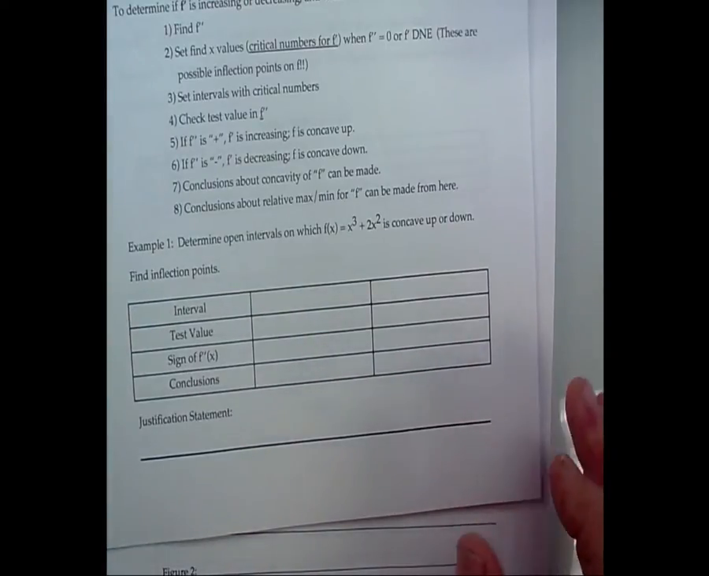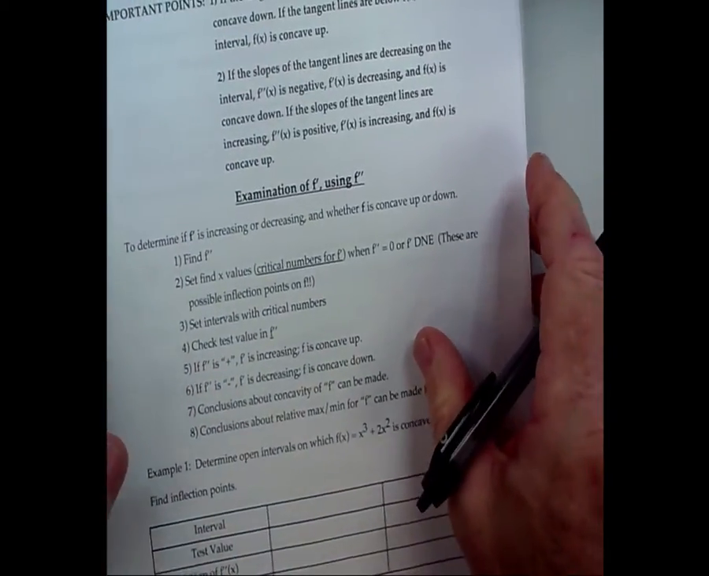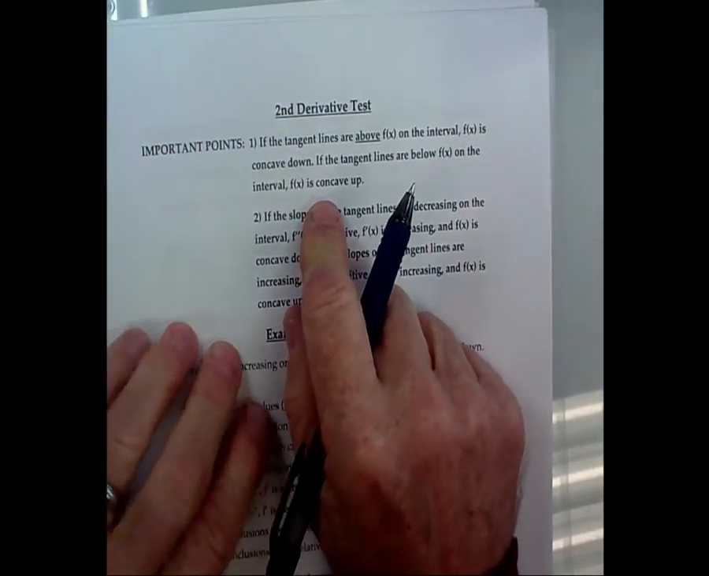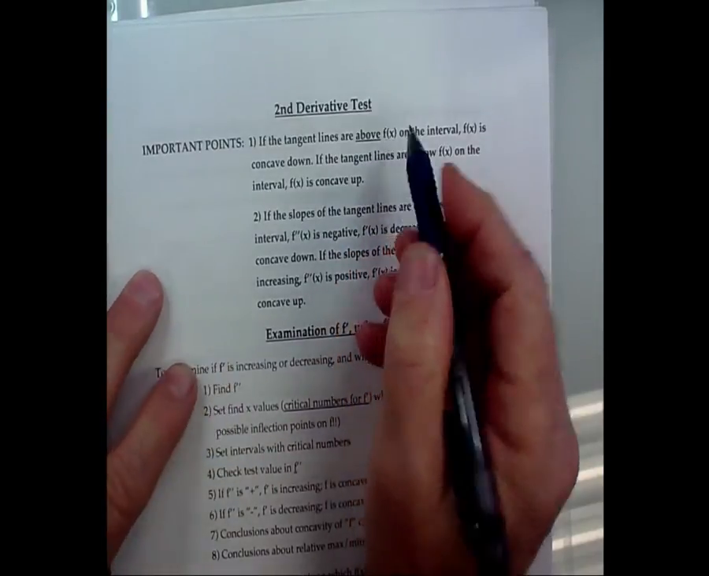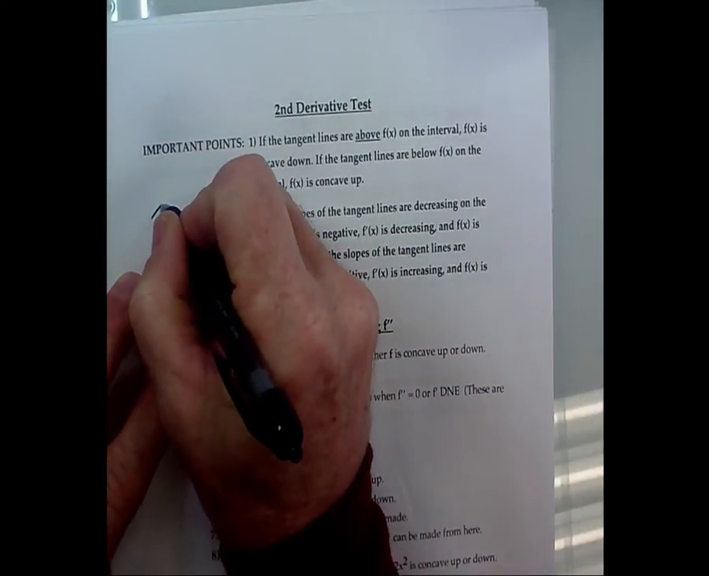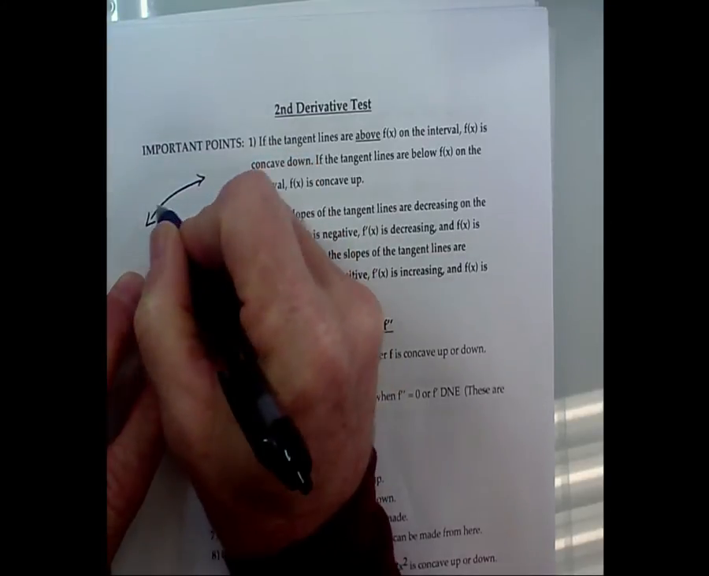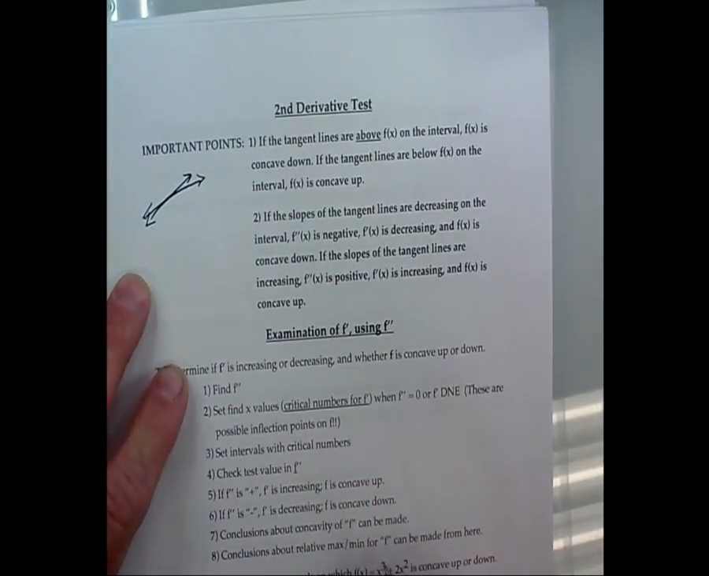So now we're going to have the second derivative test. And I got a couple of things. These are 2 important points. If tangent lines are above f, so here's f, it's above it, isn't it? Would you agree? That's going to be a big idea in a little bit.